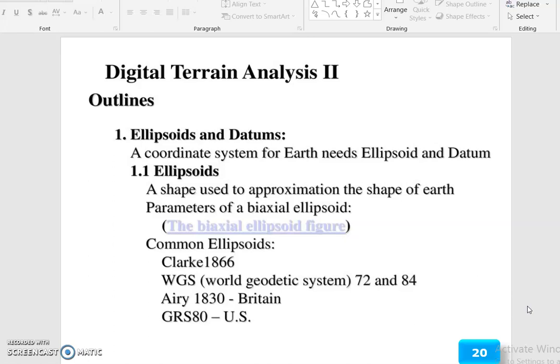So a coordinate system for Earth needs an ellipsoid and then a datum. The ellipsoid is a shape used to approximate the shape of the Earth, with the parameters of a biaxial ellipsoid. Common ellipsoids include Clarke 1866, the World Geodetic System 72 and 84, Everest 1830, Britain, and GRS 80, US.